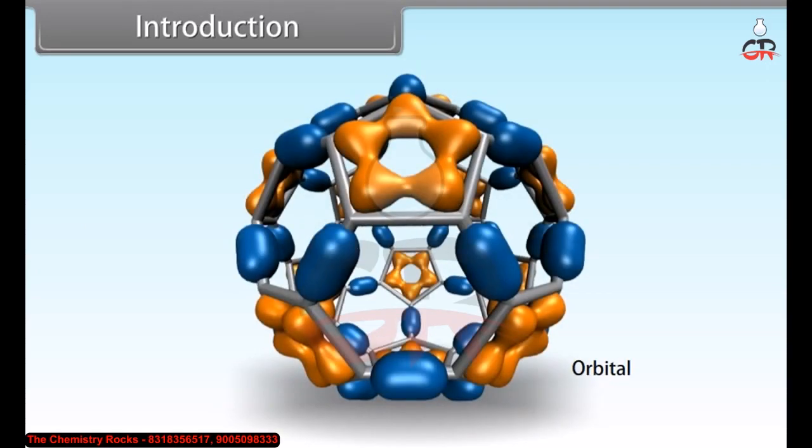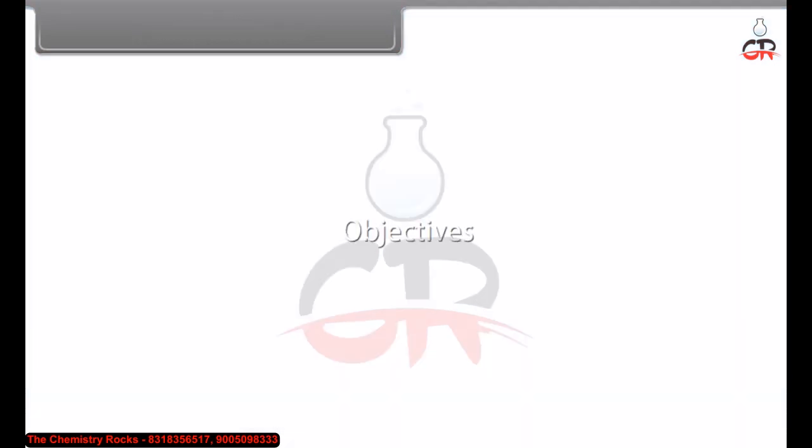Orbitals are characterized by a set of numbers known as quantum numbers. The energy, size, shape and orientation of the electron orbital can be specified by the use of three quantum numbers. These are the principal quantum number, azimuthal quantum number and magnetic quantum number. So, throughout this lesson, we will study the quantum mechanical model of the atom.